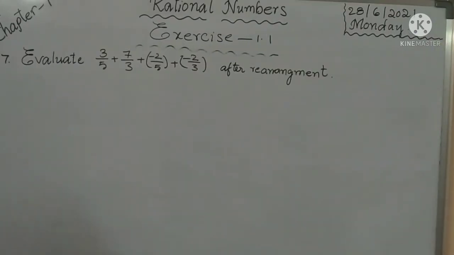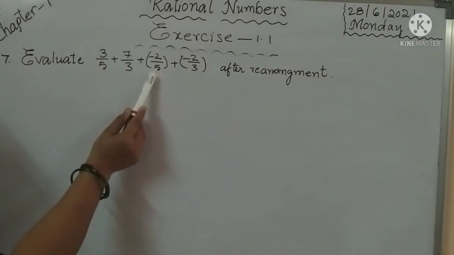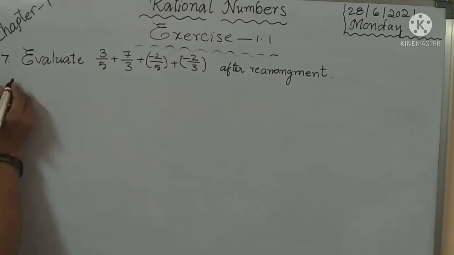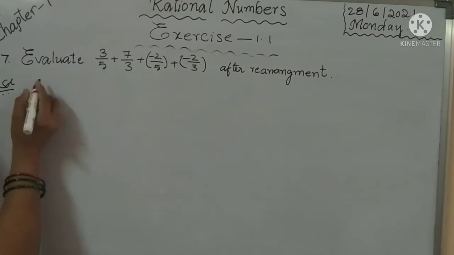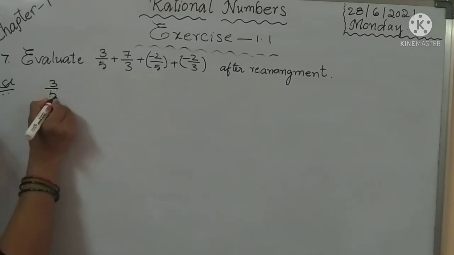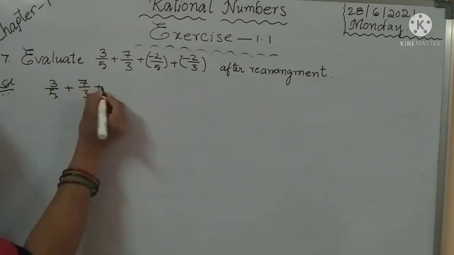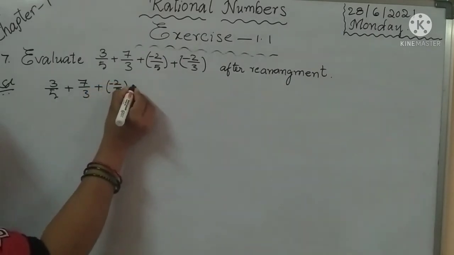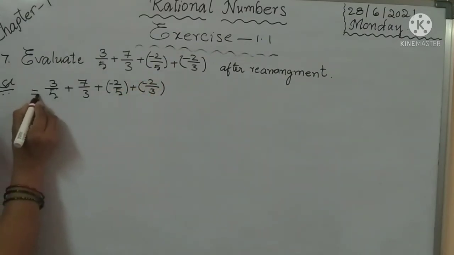Next, 7th problem. Evaluate 3 by 5 plus 7 by 3 plus minus 2 by 5 plus minus 2 by 3 after rearrangement. So here, evaluate, find the value. So here write solution. First we should write the equation. So here 3 by 5 plus 7 by 3 plus minus 2 by 5 plus minus 2 by 3. Okay, this is the equation.